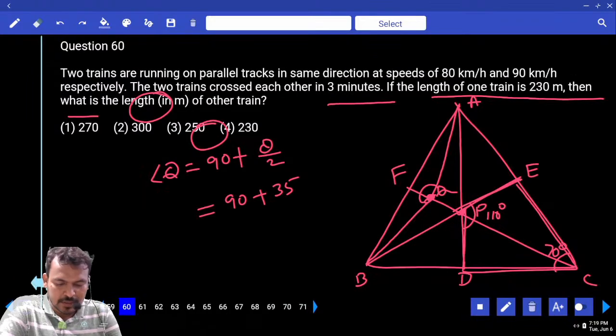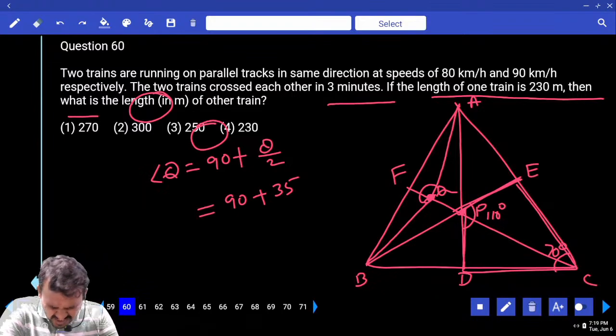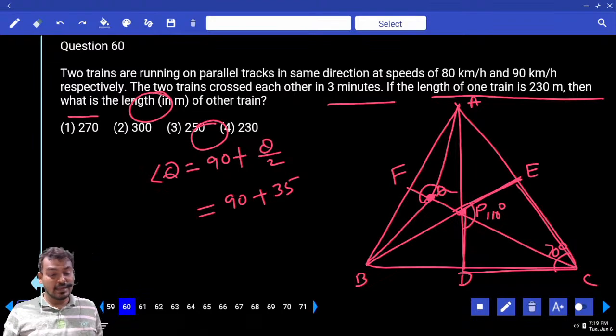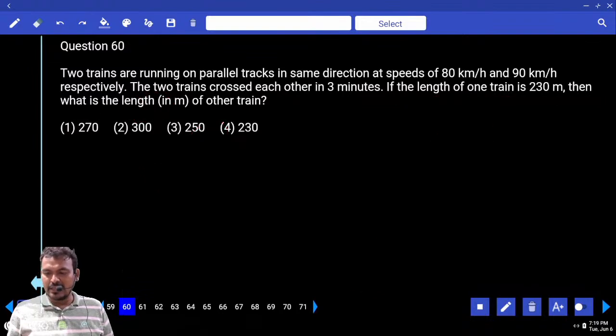Next question number 60. Two trains are running on parallel tracks in the same direction at the speeds of 80 and 90. The two trains crossed each other in 3 minutes. If the length of one train is 230, find the length of the other train.